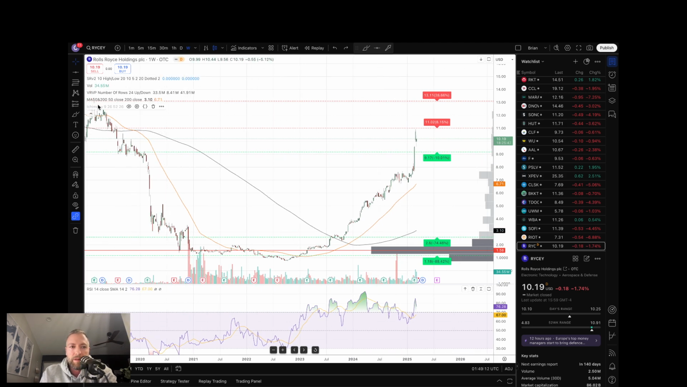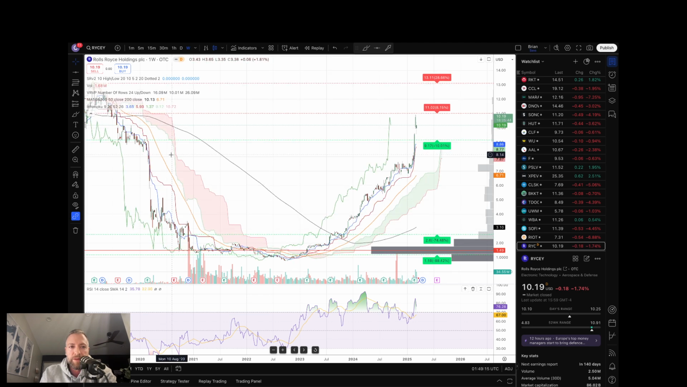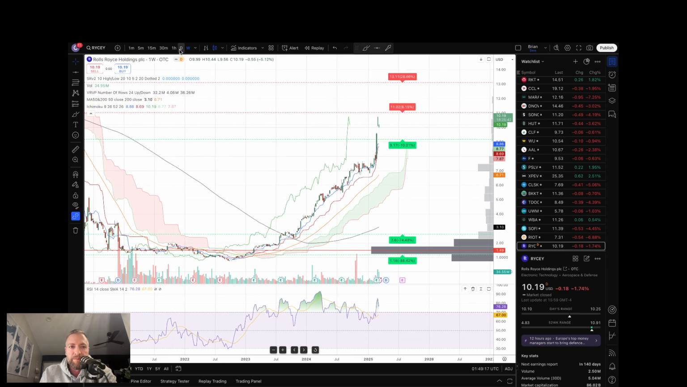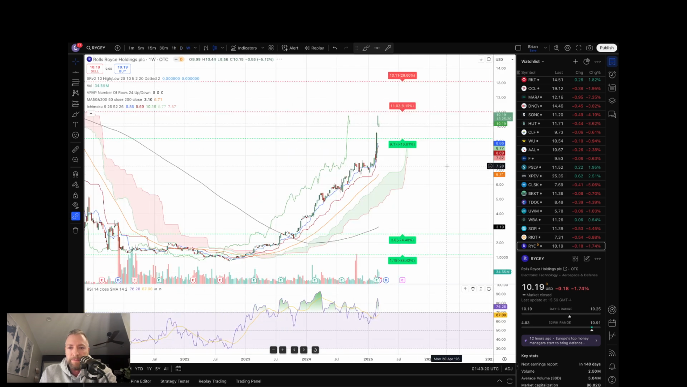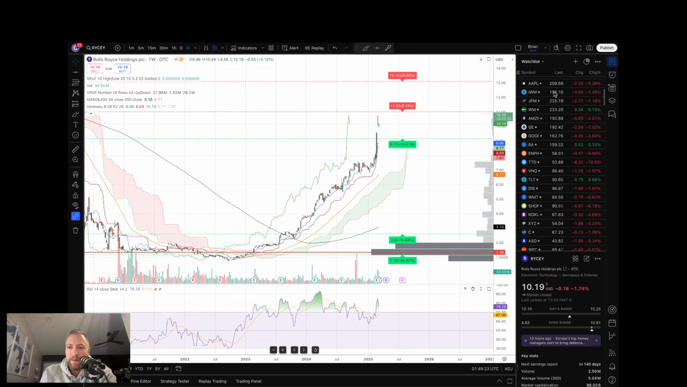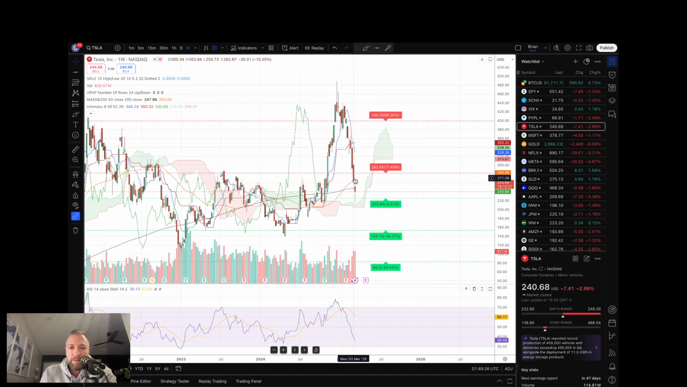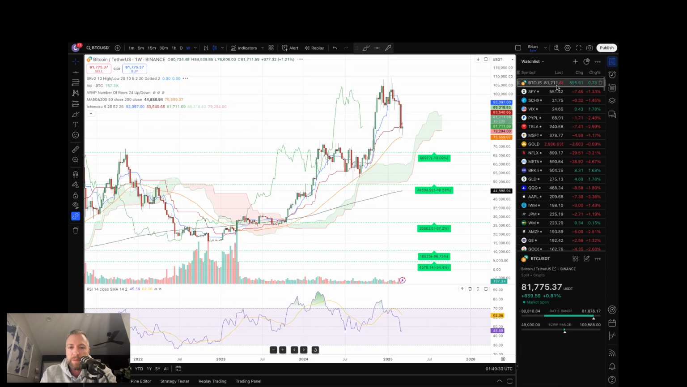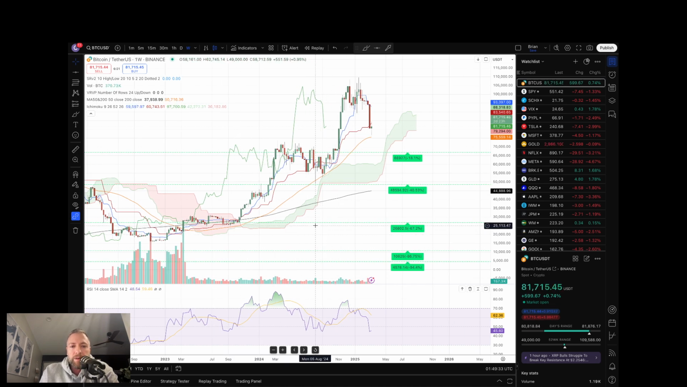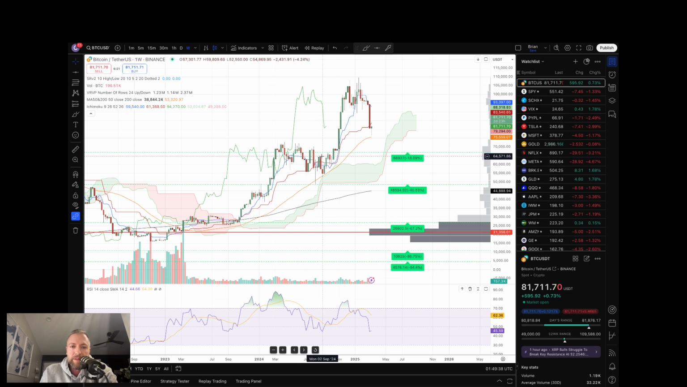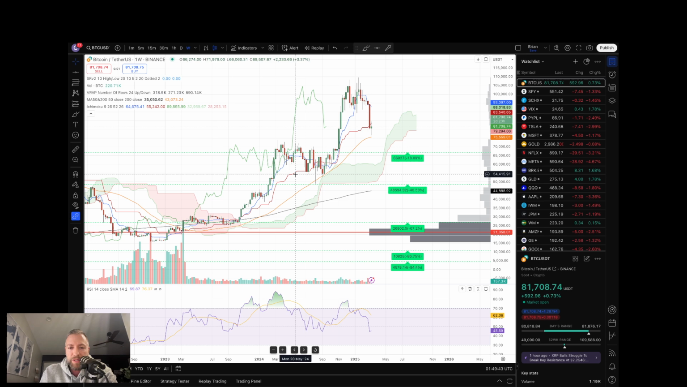Let's see. The Ichimoku Cloud, one of my favorites right here. I really love this indicator. If you guys take a look, let's go to Tesla or Bitcoin. Okay, so the Ichimoku Cloud, the blue line is a 9-day moving average. The red line is a 26-day moving average. I don't really use these too much. Like I said, I have the RSI down here. I don't really use the MACD as well.